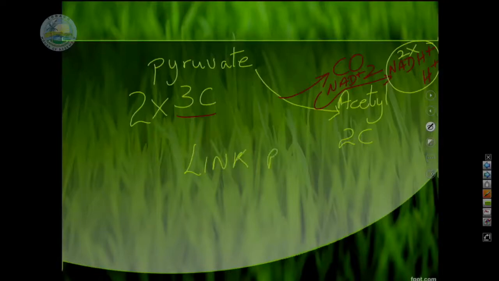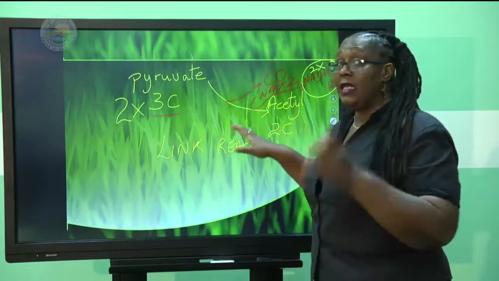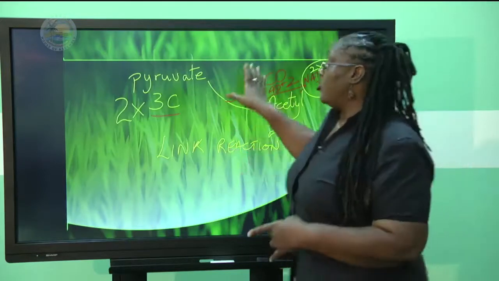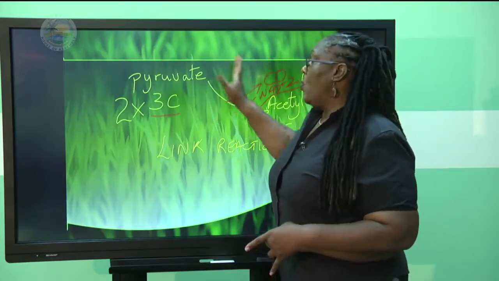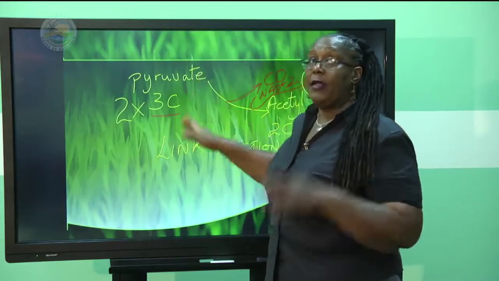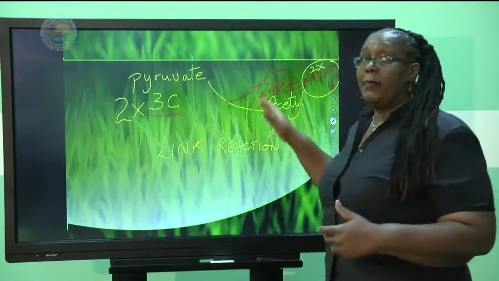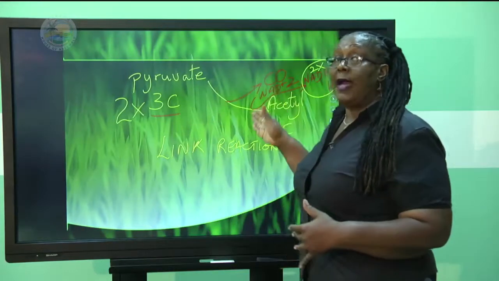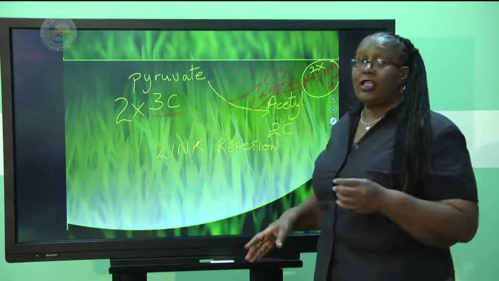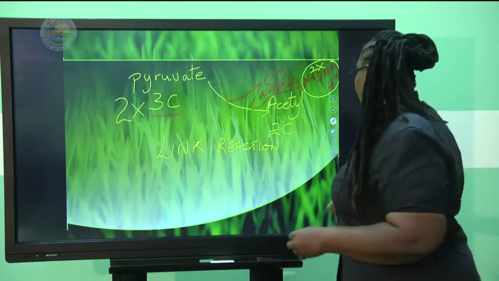L-I-N-K reaction. And this link reaction is simply bridging glycolysis with the Krebs cycle. Remember, this is happening within the mitochondria. This is not happening in the cytoplasm. Once pyruvate has been formed and oxygen is present within the cell, the pyruvate will go into the mitochondria, and this link reaction will occur in the matrix of the mitochondria.